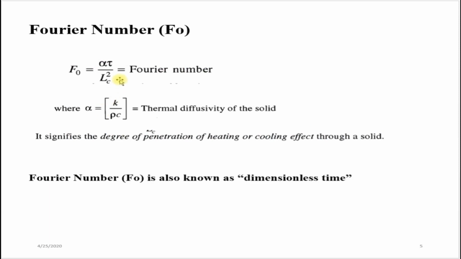Fourier number is given by alpha T by LC square. Alpha is thermal diffusivity, that is given by K by rho C. T is time, LC is again characteristic length. Fourier number signifies degree of penetration of heating or cooling effect through a solid.